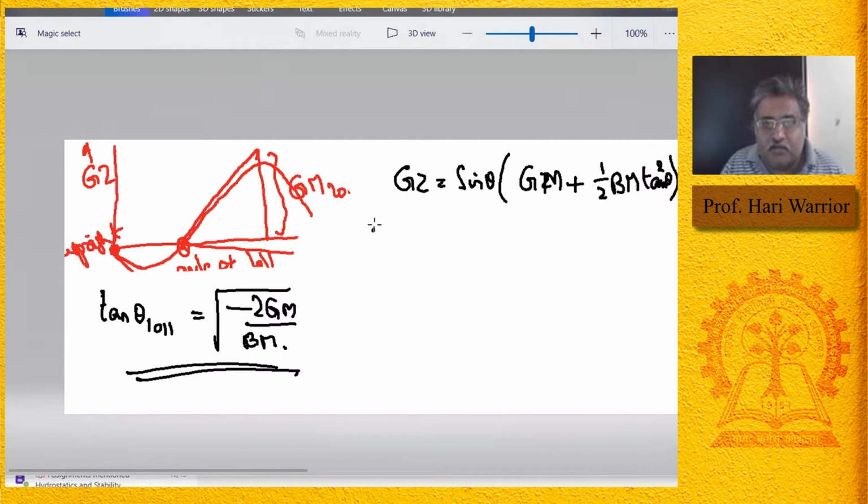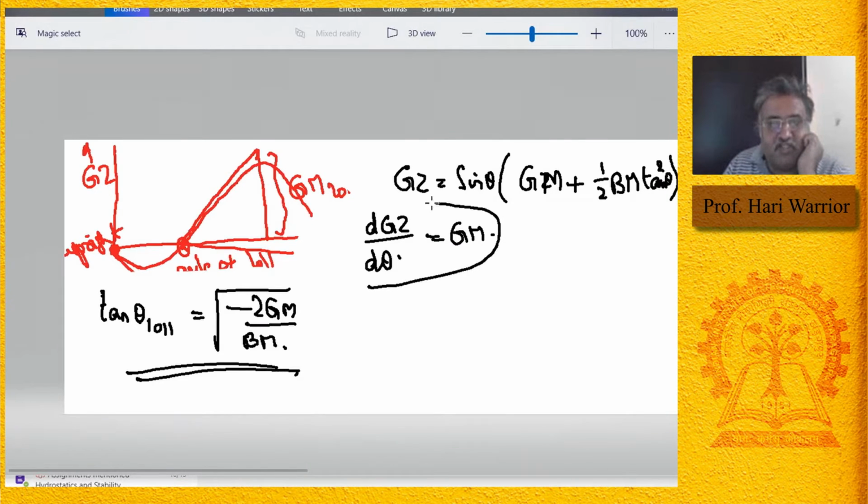Now, this is equal to GM actually. This you remember, okay? This is the basic definition for GM. This comes from that 1 radian rule. So dGz by d theta is equal to GM, and if I say it is at theta equal to 0, it is G0M. If I say that it is at theta equal to theta lol, it is G lol M. So that is a way to find out dGz by d theta.